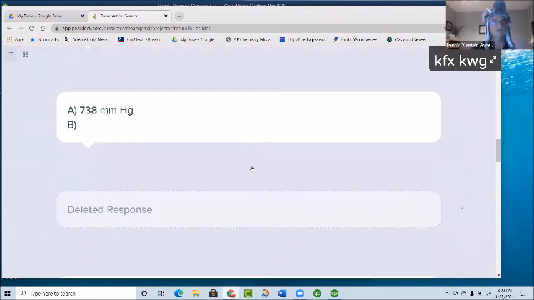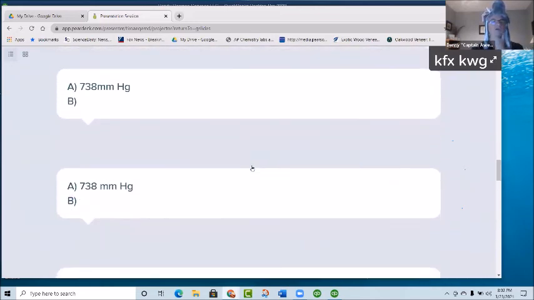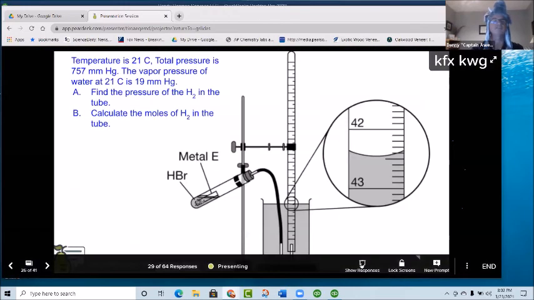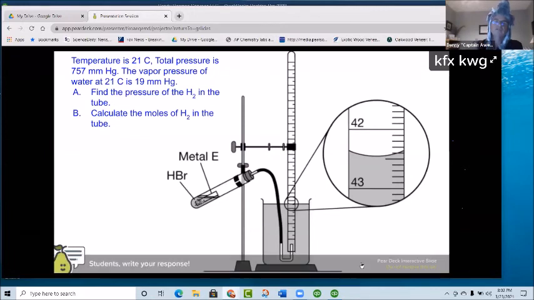All right, y'all are doing great on the first part. So the first part, basically what it's saying is the total pressure is 757. The water vapor pressure is 19 of that. So to find the pressure of the hydrogen, you're just taking the 757 minus the 19. That's how you find the pressure of the hydrogen in the tube.